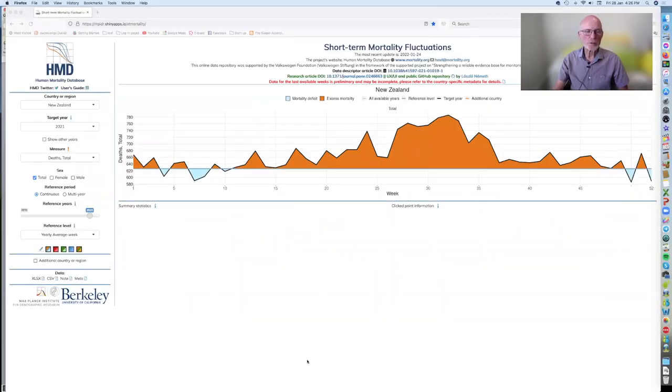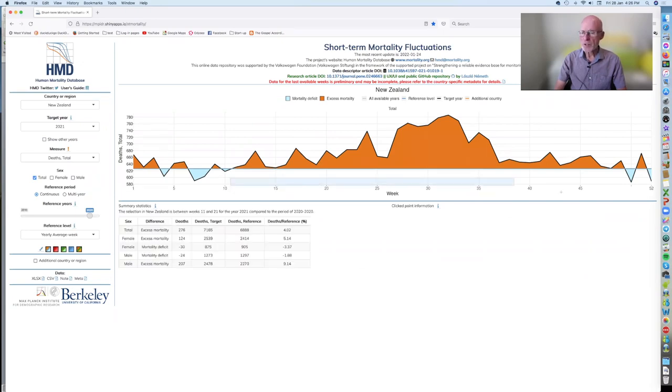This is the Human Mortality Database. So you can see here a lot of orange, which is excess mortality, and very little blue, which is the non-excess mortality. And I'm just going to pull out here the 9 months that I used for my study. That's from week 11 through to week 46. So that's from the 21st of February to the 21st of November last year.